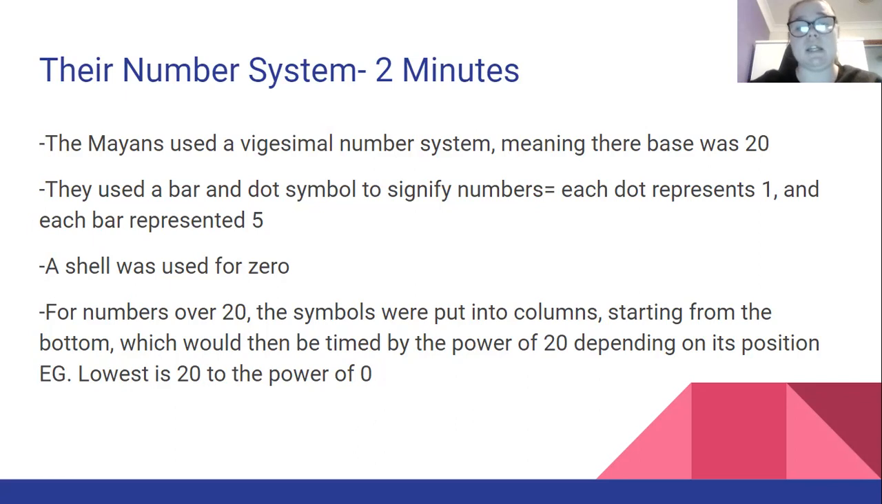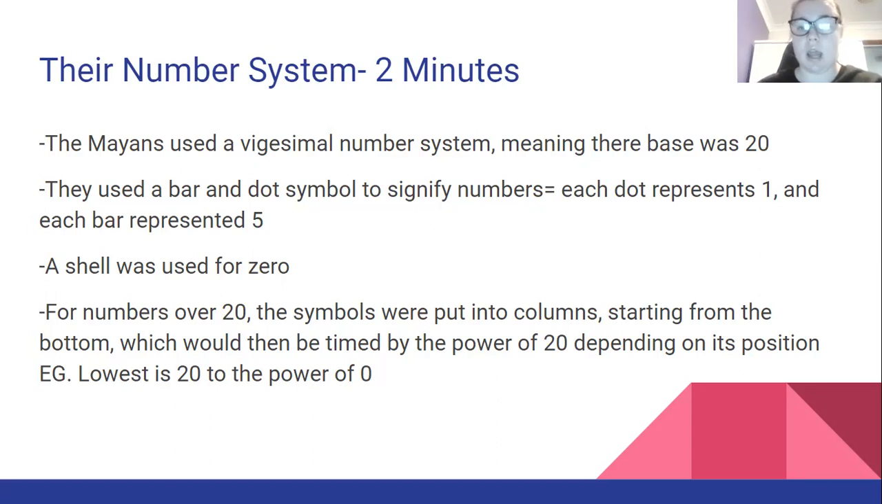For numbers over 20, the symbols were put into different columns. There wasn't actually a line there, but it was separated by space. Starting from the bottom, it would then be times 20 to the power of its position. So for us, if we are doing the ones column, it would be times 10 to the power of 0. For them, it was from the bottom, and that's how it worked.